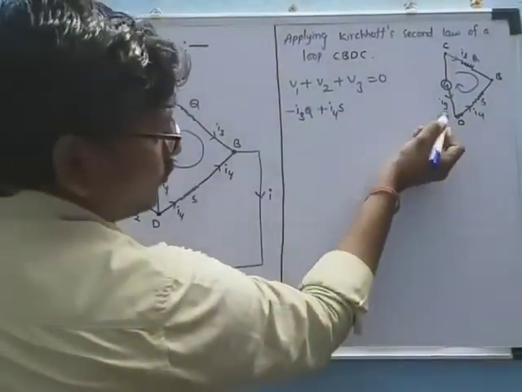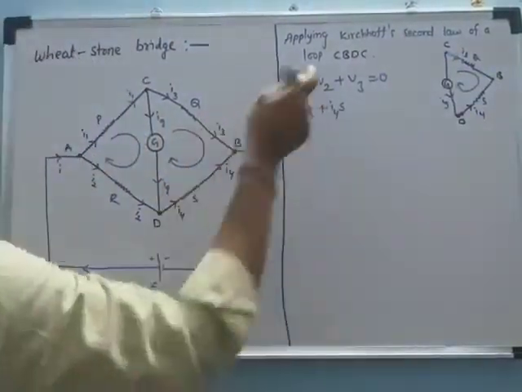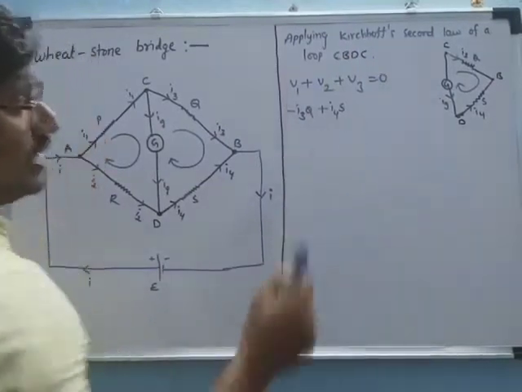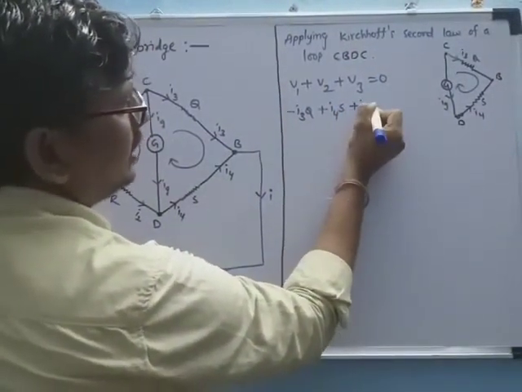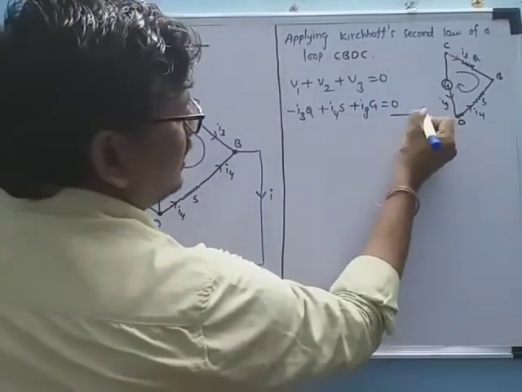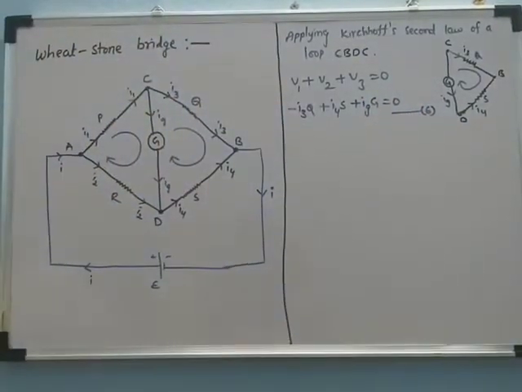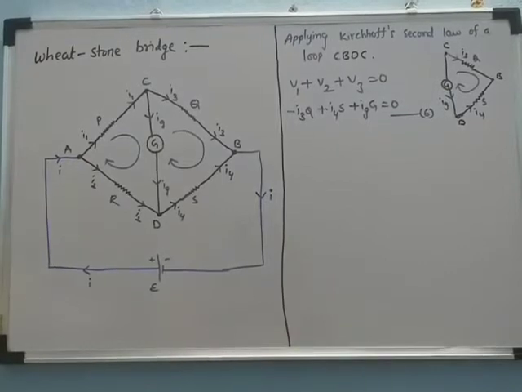And then the loop is moving D to C point. This is the clockwise direction. But the current is in the C to D direction. Opposite direction. Opposite means again we take the positive. Ig into G is equal to 0. This is considered equation number 6. Equation number 6 is from applying Kirchhoff's first law and Kirchhoff's second law.